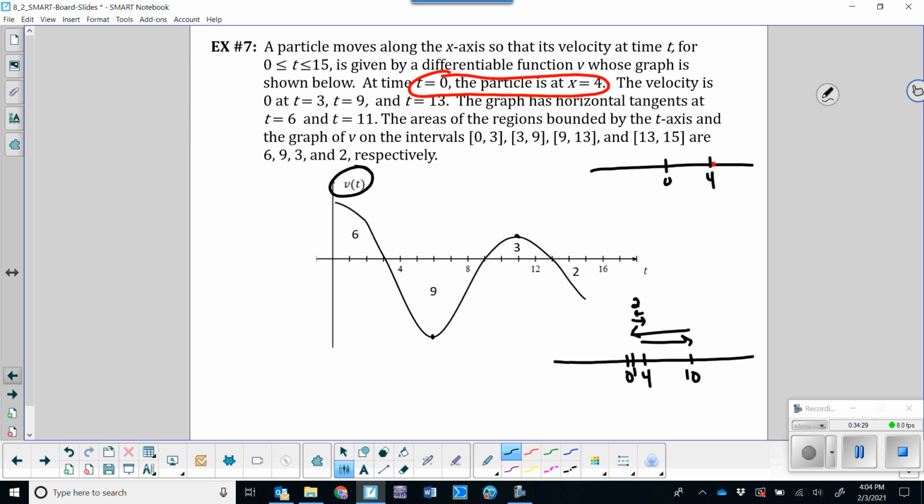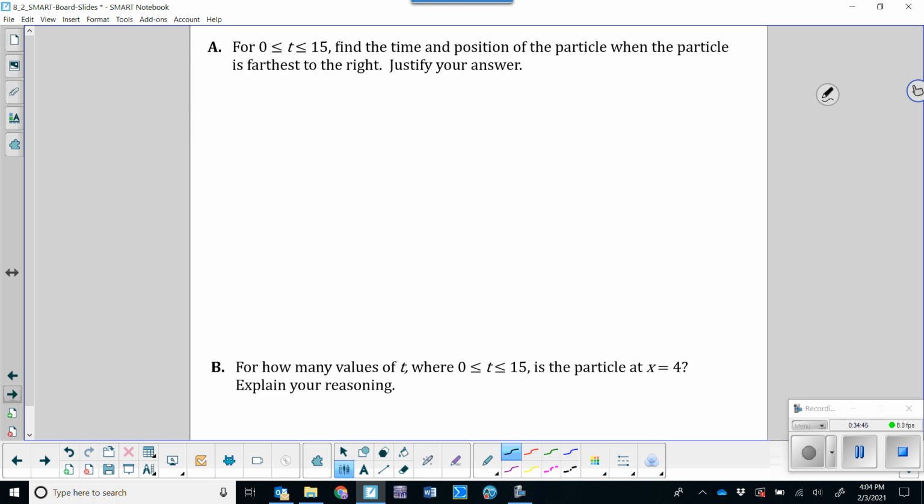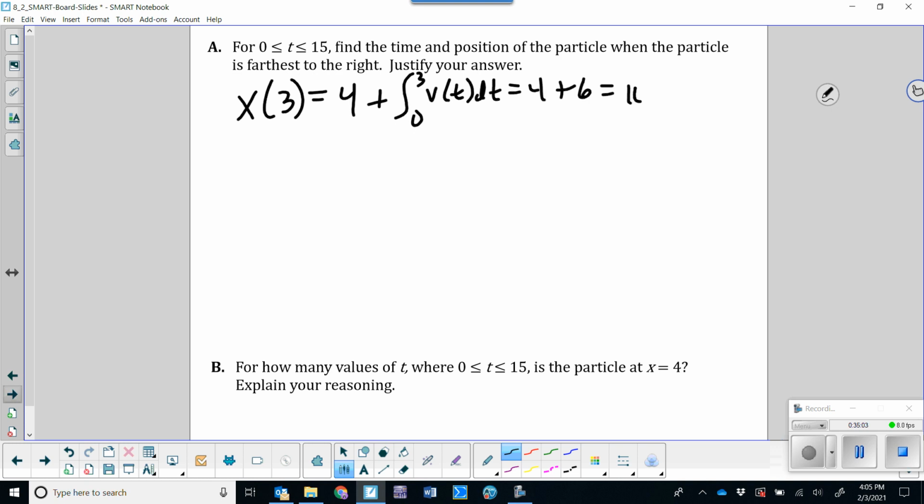Okay? So the question is, what's its position when it's farthest to the right? Well, if it started at 4 and moved 6 to the right, that's going to be the farthest. Okay? So I like to analyze it that way. You can also justify it by looking at different things. So position at 3, and the reason again I would choose that is because it's moving to the right. So it's going to be at 4 plus the integral from 0 to 3 of the velocity function, which gives me 4 plus 6, which is 10. Okay, so that's its position.